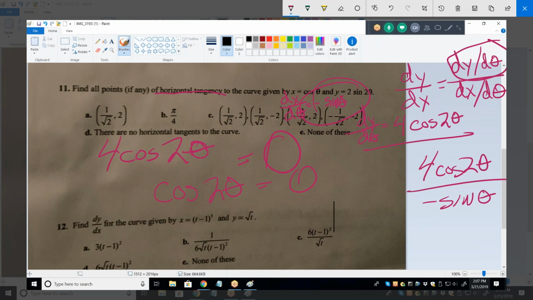Right. So 2θ has to be equal to the inverse cosine of 0. Okay. Right? That's how you solve trig equations. Well, where is that the case? In other words, notice that if θ were π/4, then 2θ would be 2π/4, and the cosine of 2π/4 is 0. Right. So that's one solution.